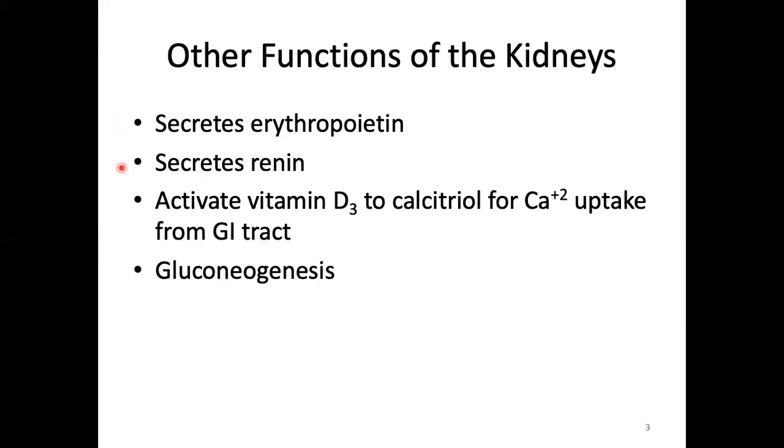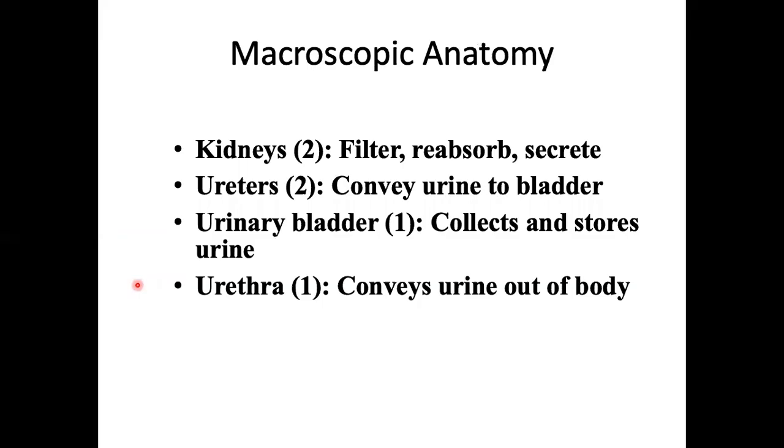Good. Another function of the kidney: it secretes renin. And so we'll get into this when we talk about the renin, angiotensin, aldosterone system. It activates vitamin D3 to calcitriol for calcium uptake from the GI tract. It also will pull in calcium, or reabsorb calcium, from the urine back into the bloodstream. And then gluconeogenesis. It can make glucose from protein precursors.